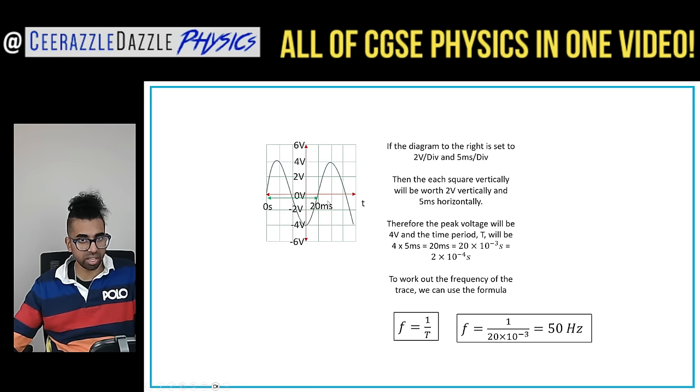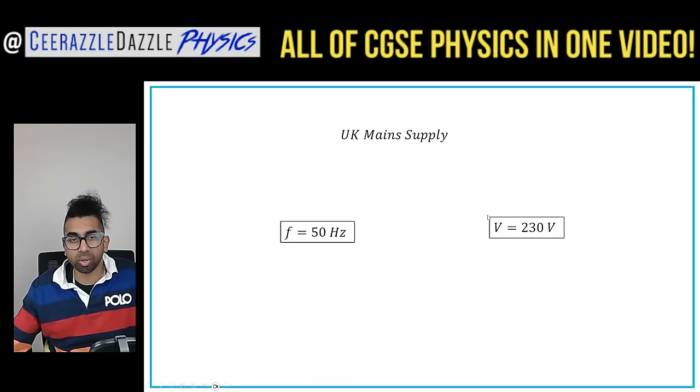That's why I put it over there. That's why 20 milliseconds, convert to seconds, 20 times 10 to the minus 3. So I do 1 divided by that, it will be 50 hertz. So yes, 50 hertz will be the AC supply frequency. Okay, and the UK mains supply is going to be 50 hertz and the voltage is 230 volts, everyone. So make sure you put this into your mind as well. Every single UK mains supply is oscillating at 50 hertz, obviously AC, and the voltage is 230 volts.